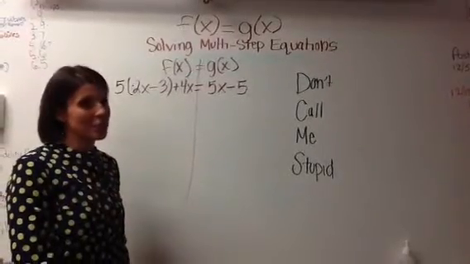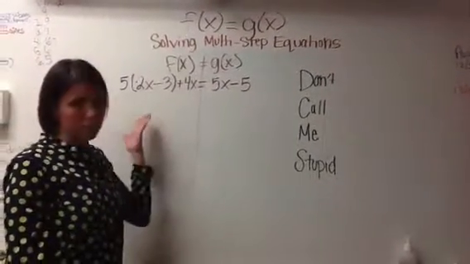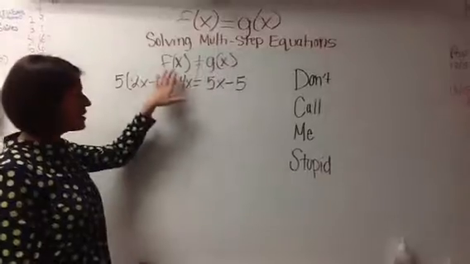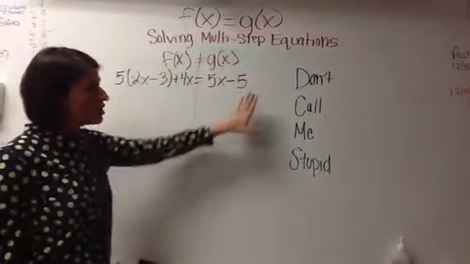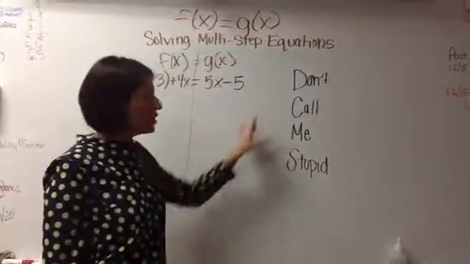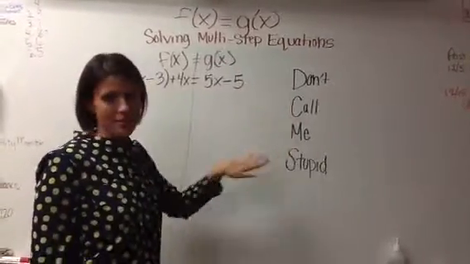Now we're going to look at a more complicated equation with more steps. So as you can see, I already set it up in the f of x, g of x, put them on either side. And we're going to look at these steps to help you remember. You can remember, don't call me stupid.